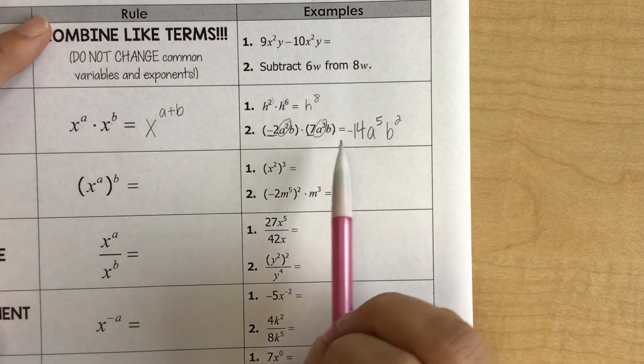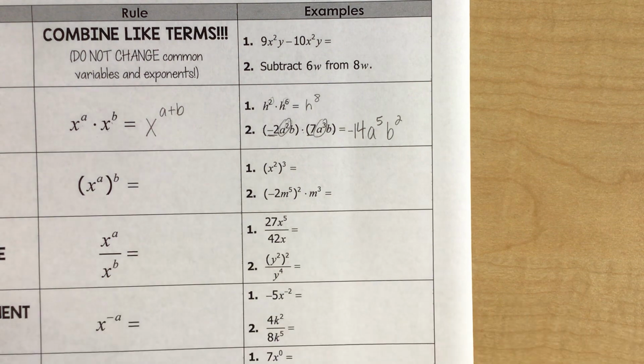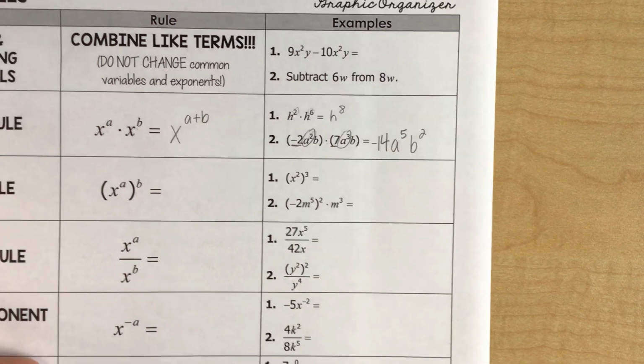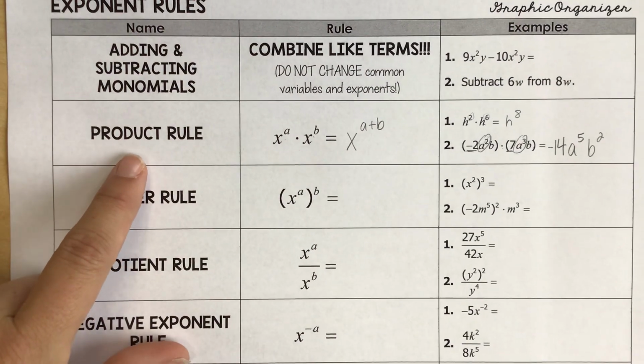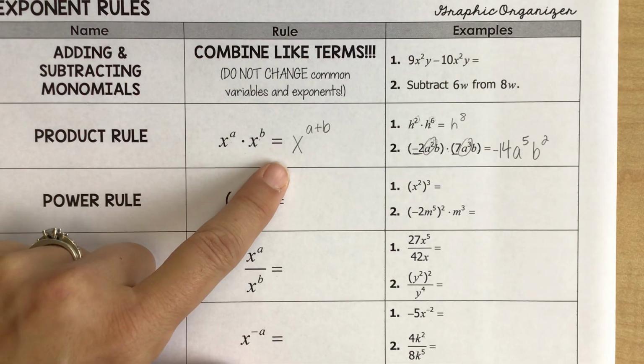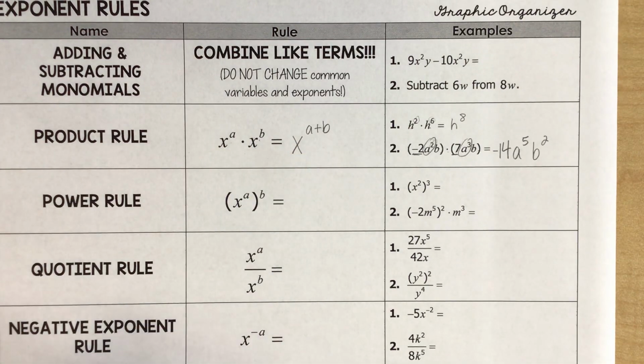So it's like terms. All right? Okay, so then we're going to look at the power rule. So that's called the product rule. It's okay that you don't know the names of the rules as long as you know what you do with it. So when we multiply, we add them.